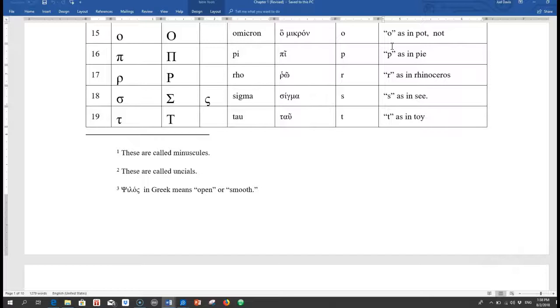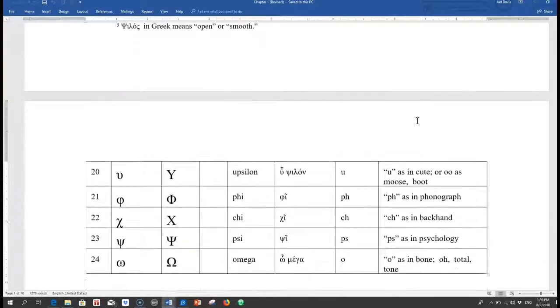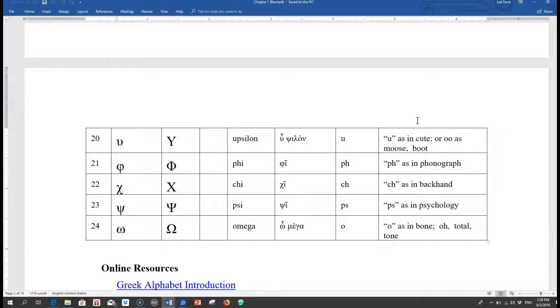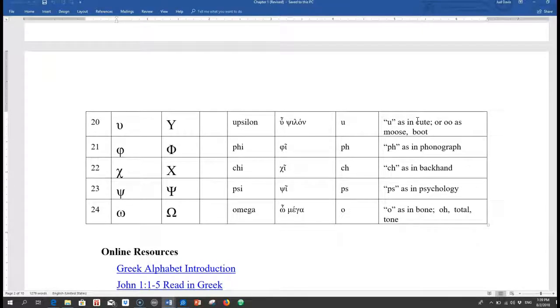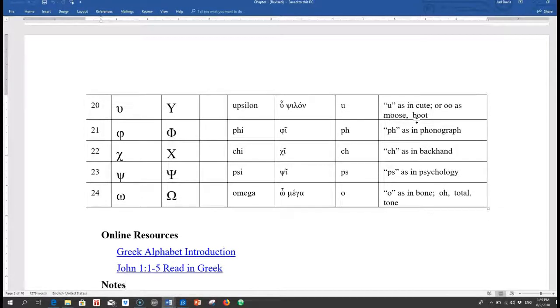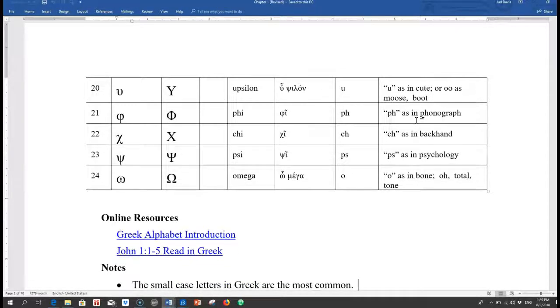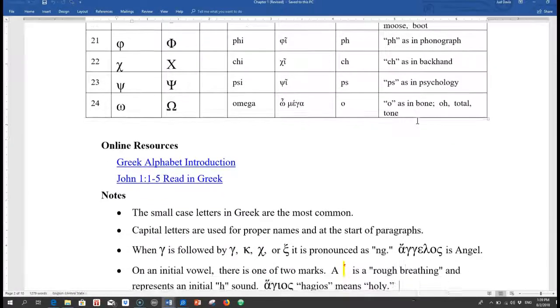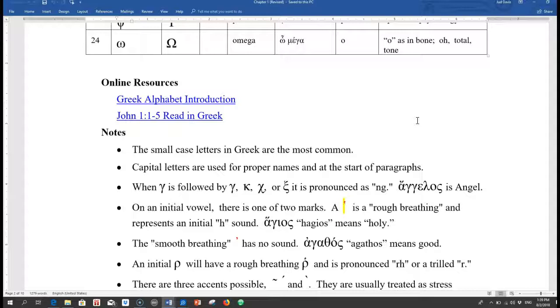Pi, P as in pi. Rho, R as in rhinoceros, but the tricky thing is it looks like a P. Sigma, tau, T as in toy. Upsilon is the U sound in cute, or the OO sound in boot, or moose, upsilon, that sound. Phi, chi, psi, omega.